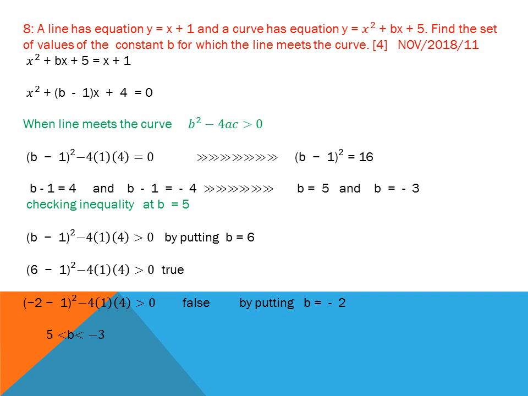Taking square root on both sides, b minus 1 is equal to 4, b minus 1 is equal to minus 4. So b is equal to 5 and b is equal to minus 3. Checking the inequality: I put the value b is equal to 6 first. When I put b equal to 6, I find that the solution is true. It means b is greater than 5. Then I put b is equal to minus 2. I check that when b is equal to minus 2, it's false. It means b is less than minus 3. So b is greater than 5 or less than minus 3.